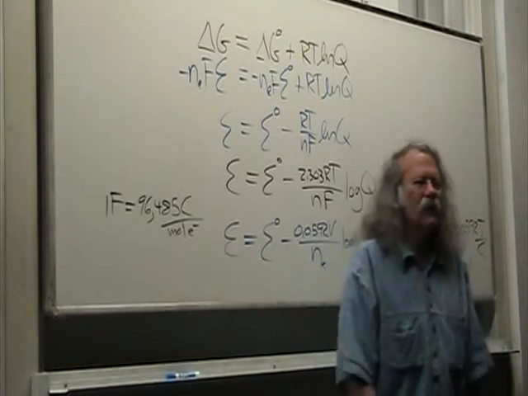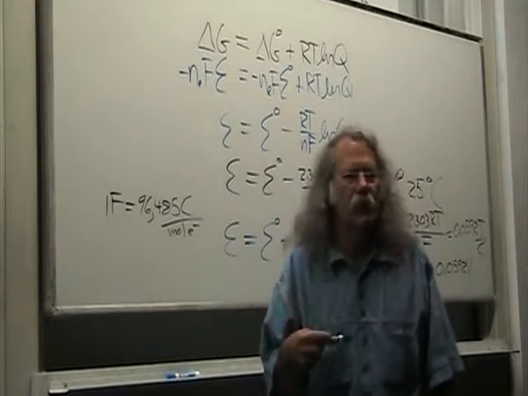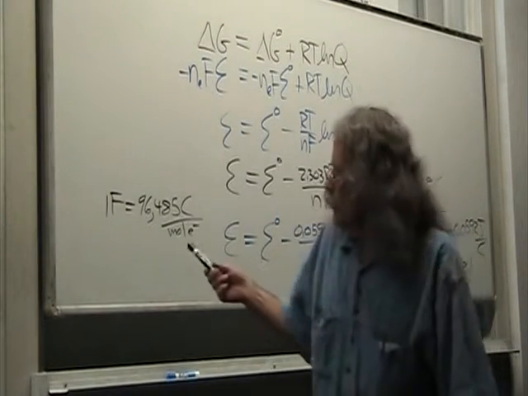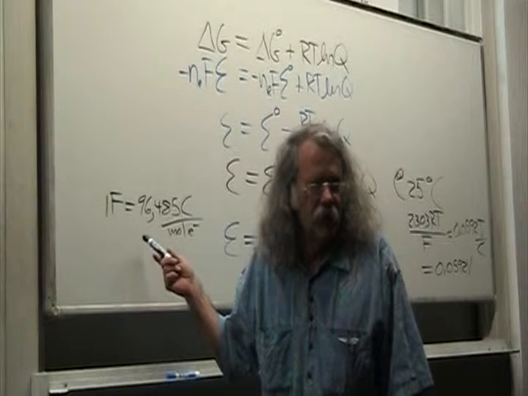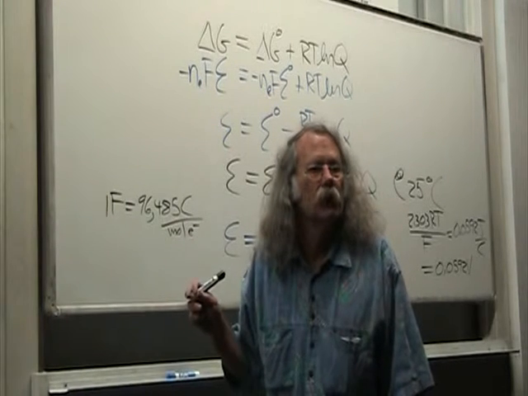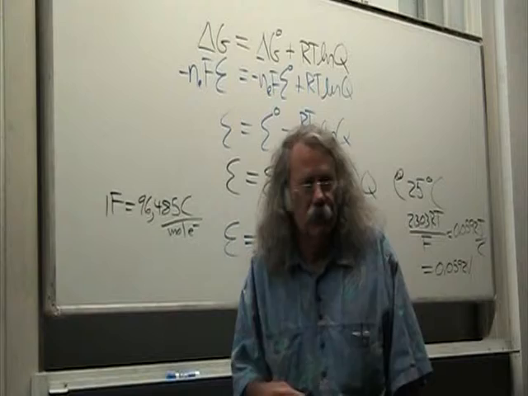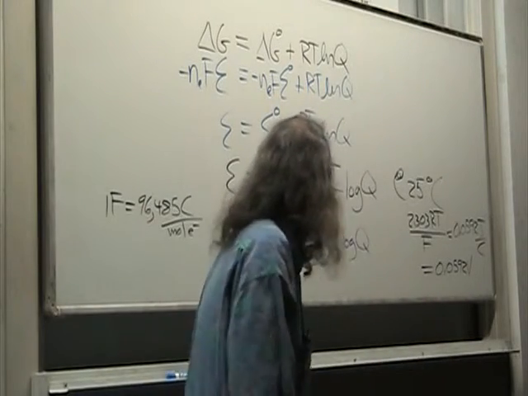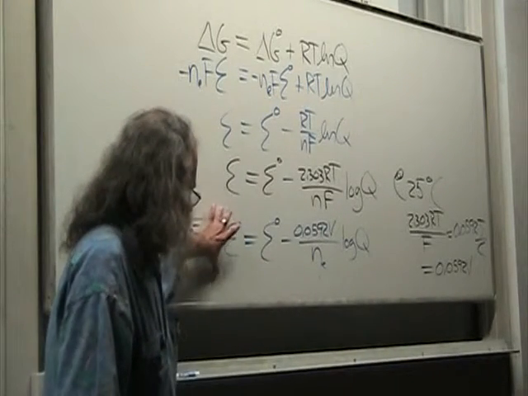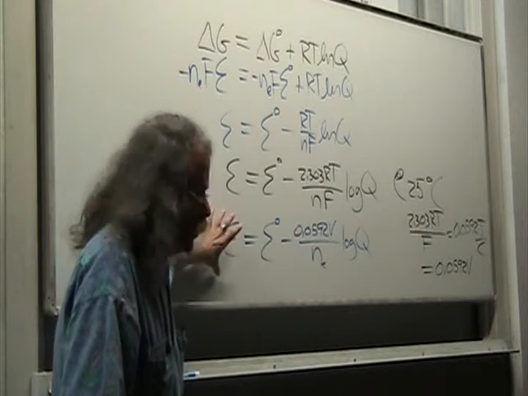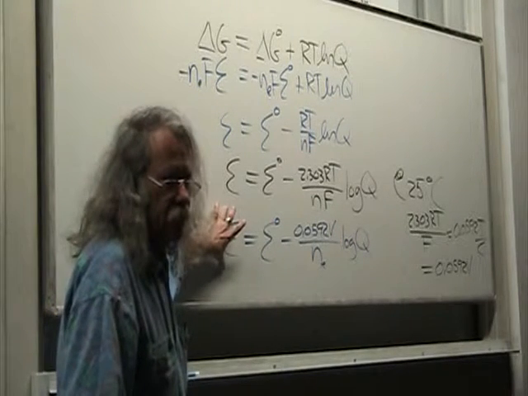I'll let you know this, and when the application is clearer, we'll use a simplified version, 96,500 coulombs. It's just going to be more convenient for the purpose of calculation. But the bottom line is, when you start your work, this is what you'll start with.